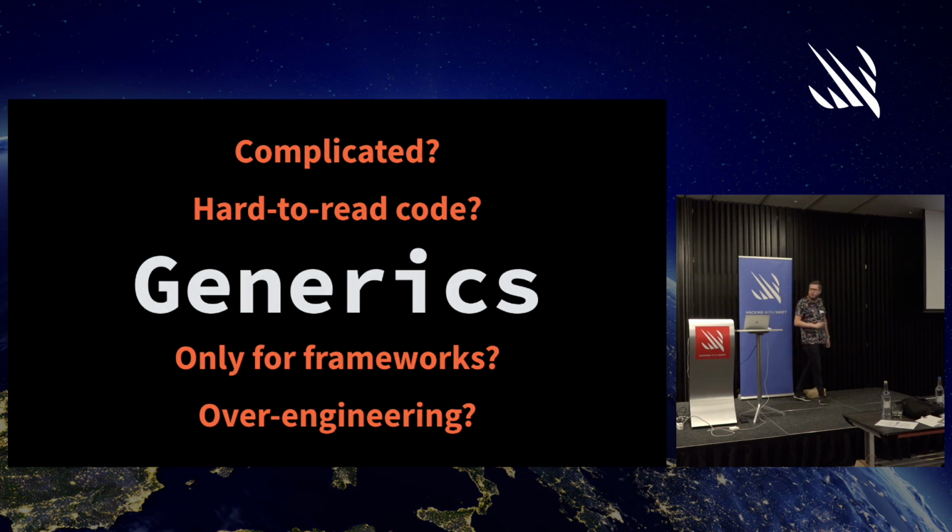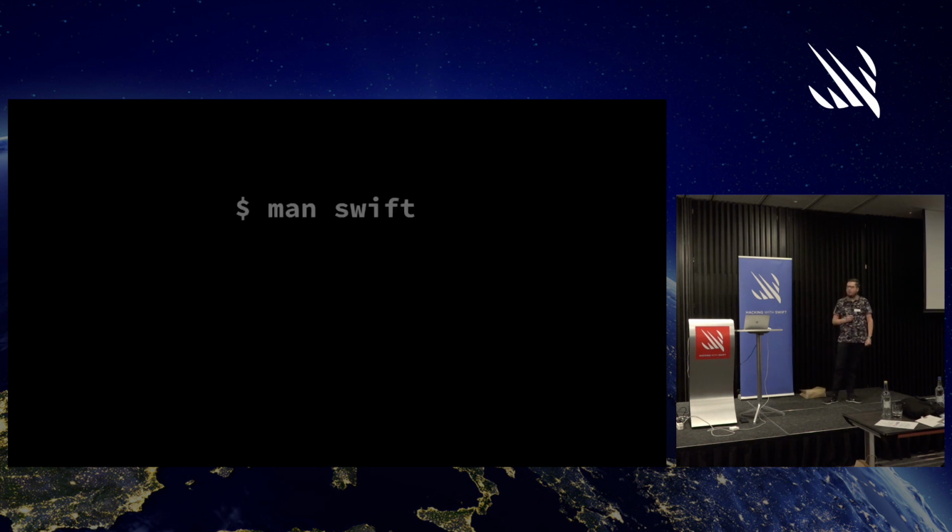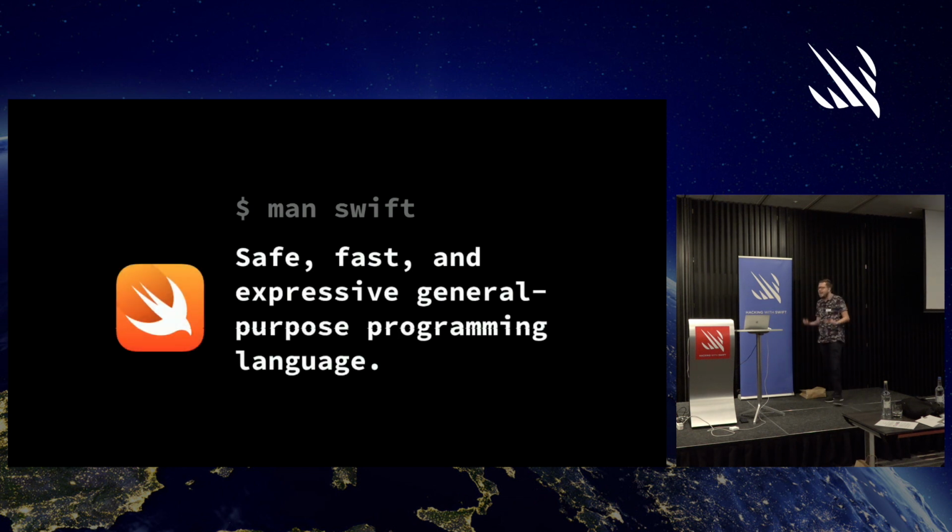So if you open up your terminal and you type man swift, which gives you the manual entry for the Swift compiler, you're going to get a description as the first sentence. And it reads like this: Swift is a safe, fast, and expressive general-purpose programming language. Now you might notice that the very first word in the sentence is safe. And as we all know, Swift puts a high focus on type safety and leveraging the compiler in order to produce safer code that is less prone to runtime errors.